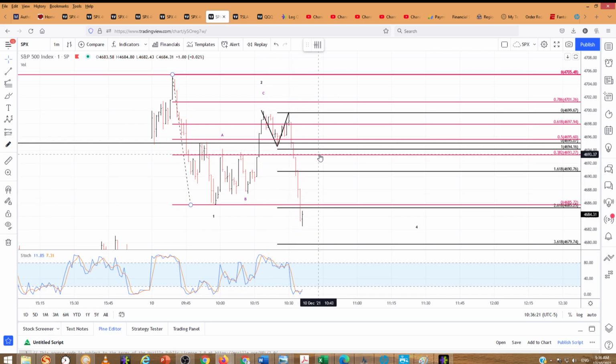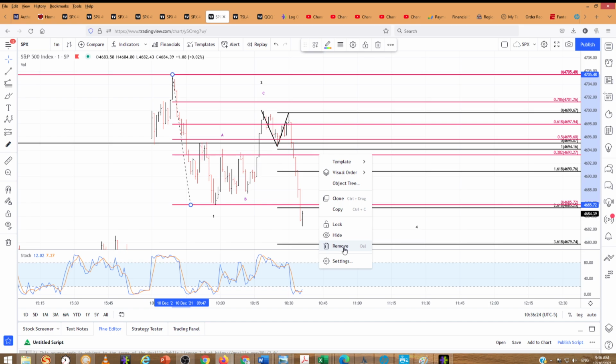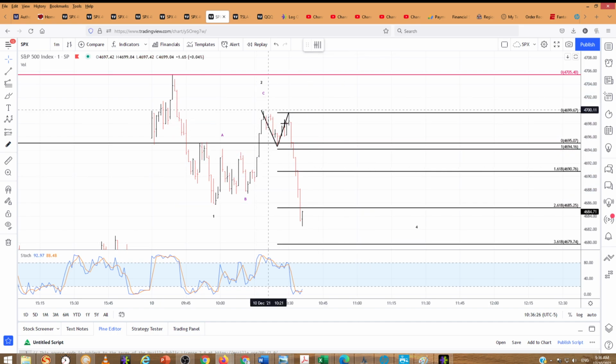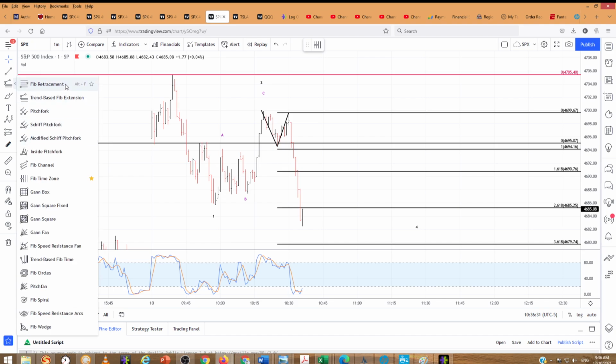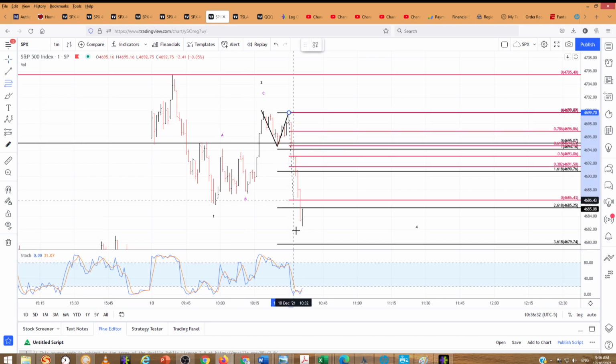Let me get rid of this. We don't need it anymore. We went below that low. There we go. And so this is 1, 2, this is 3 it looks like. Let me get the retracement. See where this is going to go.